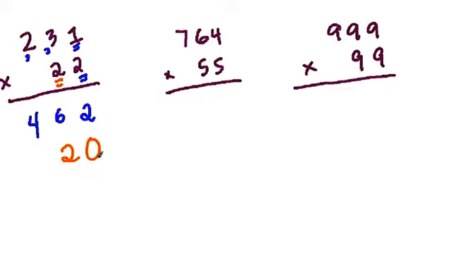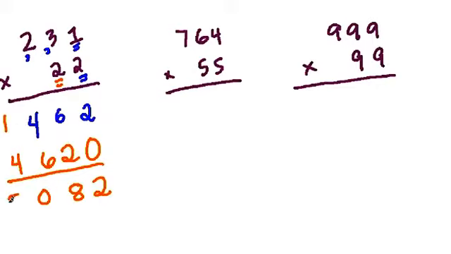And think about it, that would make sense, right? 20 times 1, how could that give you just a 2 over here? That would mean 20 times 1 is just 2, and that's too small. So 2 times 3 is 6, and 2 times 2 is 4. Add them up, and we get 5,082.